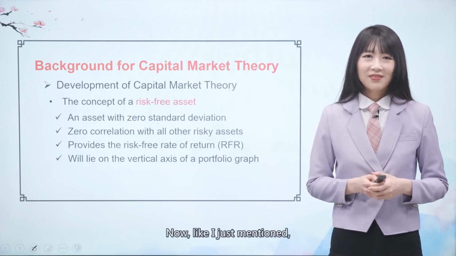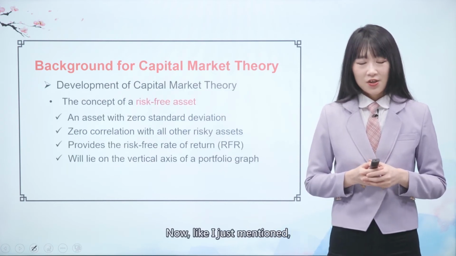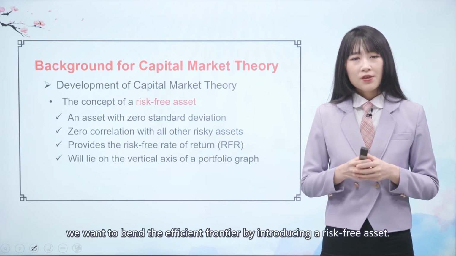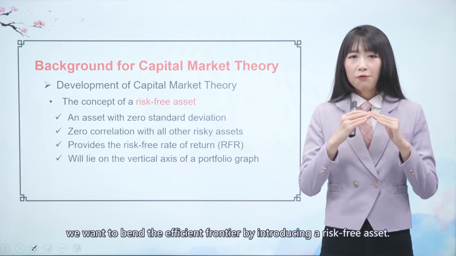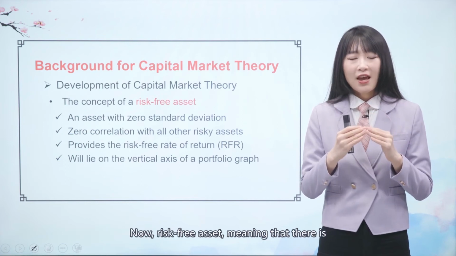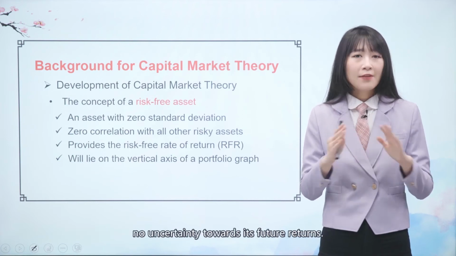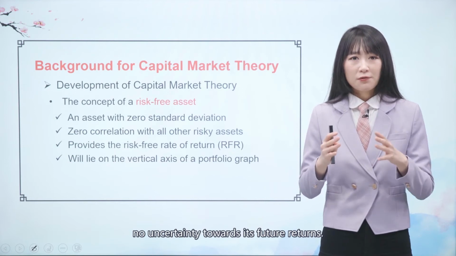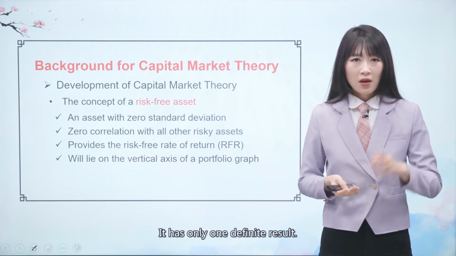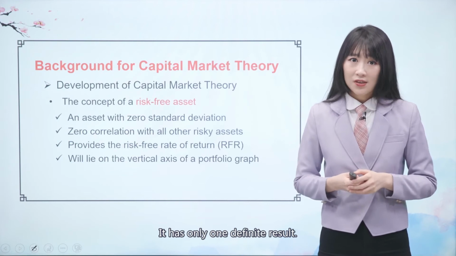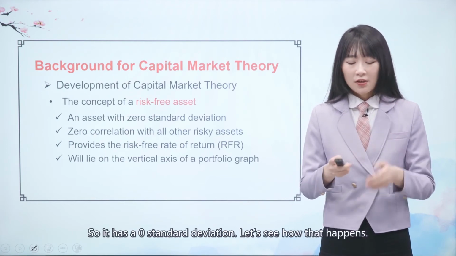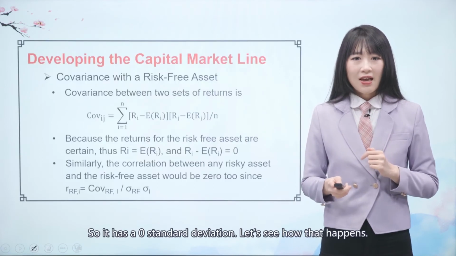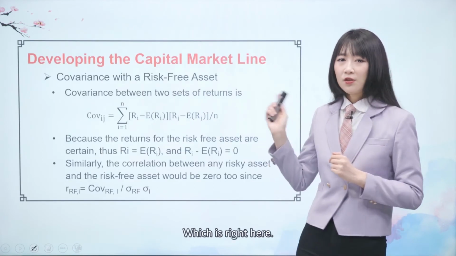Now, like I just mentioned, we want to bend the efficient frontier by introducing a risk-free asset. A risk-free asset means that there is no uncertainty about its future returns. It has only one definite result. So it has a zero standard deviation. Let's see how that happens, which is right here.